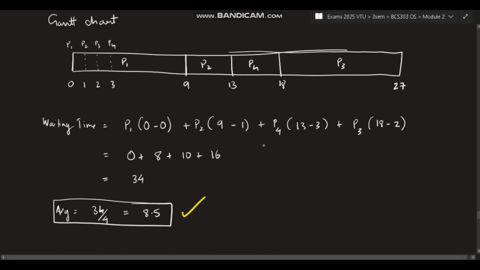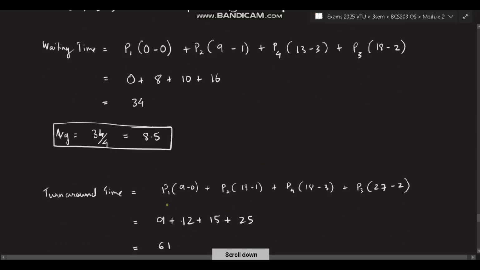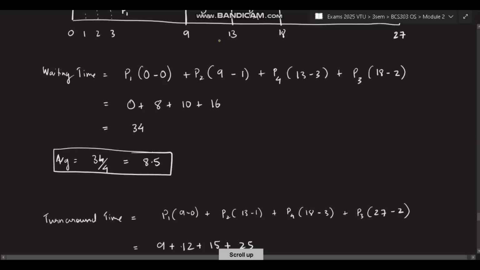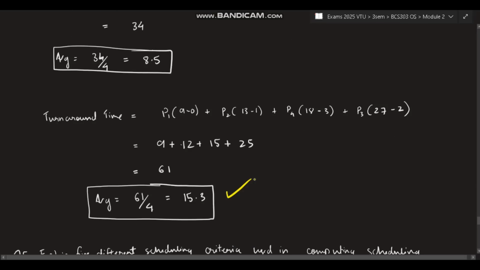We'll add these up and divide by 4, and we'll get the average waiting time. Turnaround time is also similar. When it completed minus when it had come: P1 completed at 9, came at 0, so 9 minus 0. Then 13 minus 1, P2 completed at 13, it had come at 1. P4 completed at 18, it had come at 3. P3 completed at 27, it had come at 2. Add up, divide by 4, and you'll get the average turnaround time also.